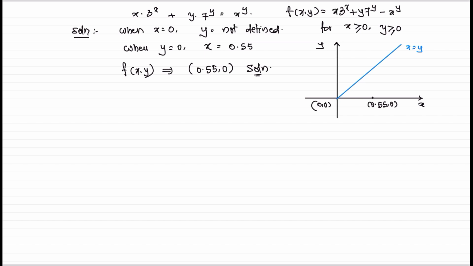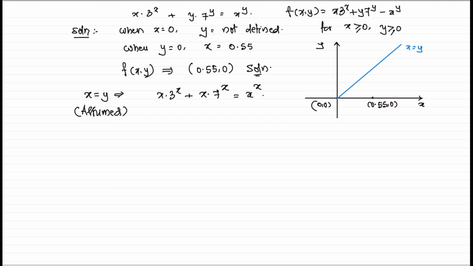If it cuts the x is equal to y line, let us say x is equal to y, it implies the equation will be x into 3 to the power of x plus x into 7 to the power of x is equal to x to the power of x. We have replaced y as x in the original equation, because we have assumed that it is cutting the line. Whether it cuts the line or not, let us examine now.